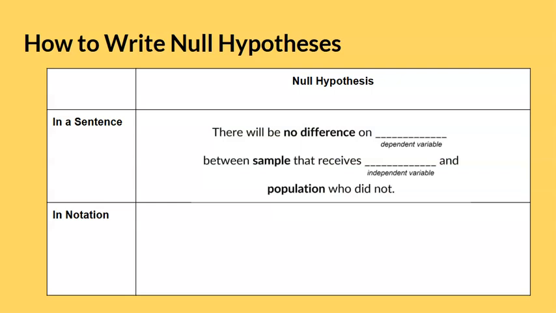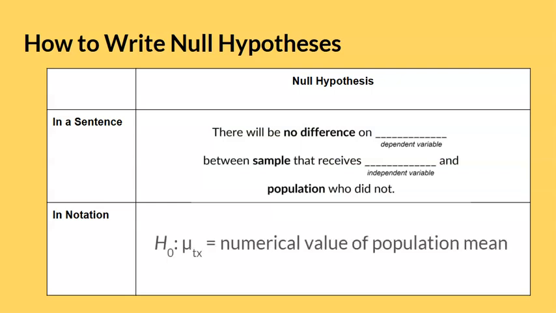Now, you will also need to write the null hypothesis in notation. These hypotheses are about the population, so they will use notation for population mean, which is mu. The prefix TX here is clinical terminology for treatment. In an actual problem, you will replace TX with the name of the treatment or a shortened version of the treatment. This treatment is the independent variable that was given to the sample.